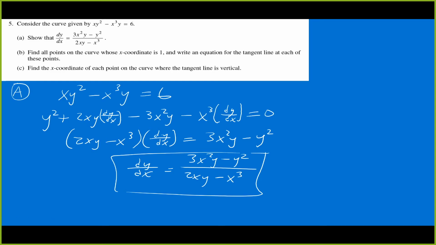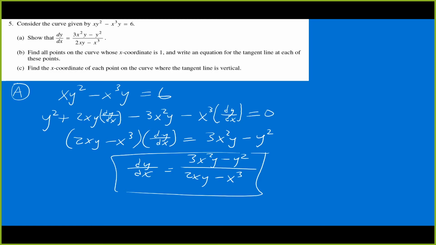So I've got an implicit function, so that means we've got both x and y's before we go to derive. xy squared minus x cubed y is equal to 6. The first thing they want us to do is to prove that our derivative is equal to this. So I'm going to go ahead and derive.